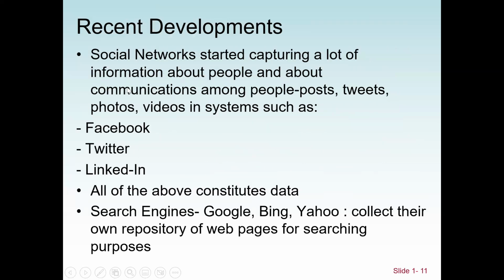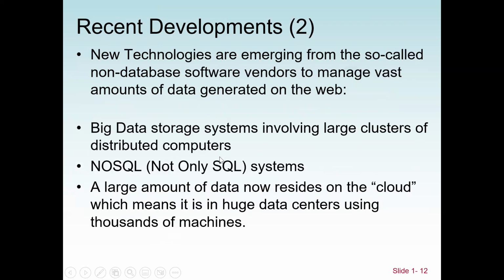And a recent development is the social network, the internet, for example Facebook, Twitter, LinkedIn, and these organizations also have their own database systems. So social networks capture a lot of information about people and about communications among people: posts, tweets, photos, videos in systems such as Facebook, Twitter, LinkedIn. Search engines such as Google, Bing, Yahoo also collect their own repository of web pages for searching purposes.